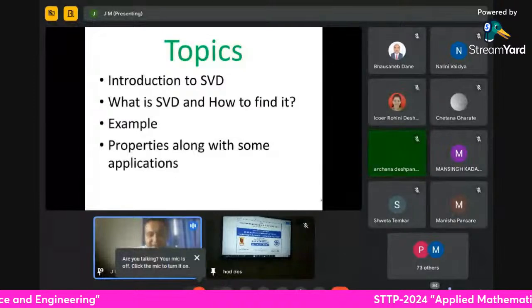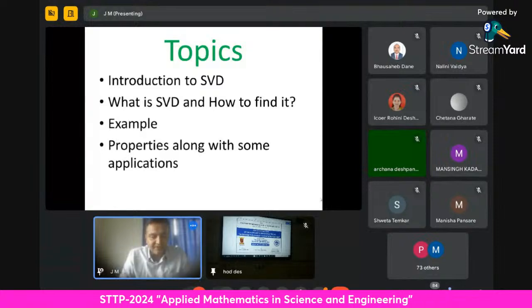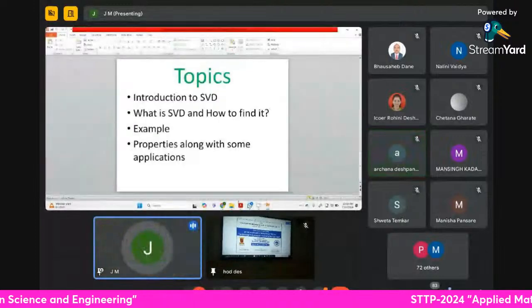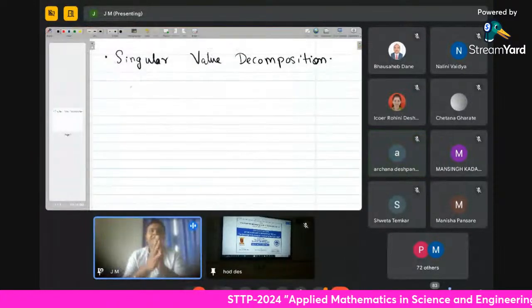So the topics that I'm going to cover, the agenda for today's session, is introduction to SVD. What is SVD and how to find it? We're going to see an example, and then we will see some properties along with some applications.